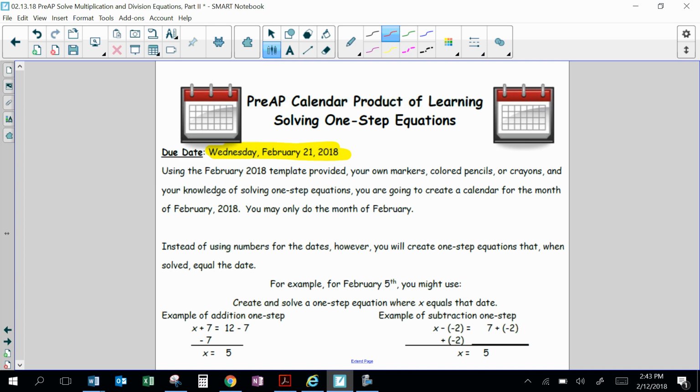All right, take out your other paper. It says pre-AP calendar product of learning. This is your second product of learning for this school year. We should have done more, but because of Harvey, we haven't. This is due Wednesday, February 21st, 2018.